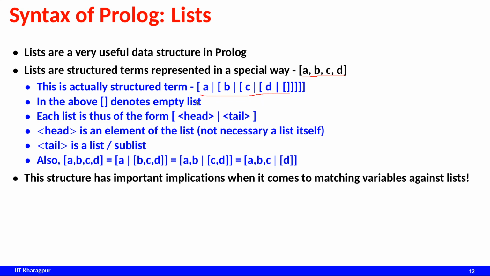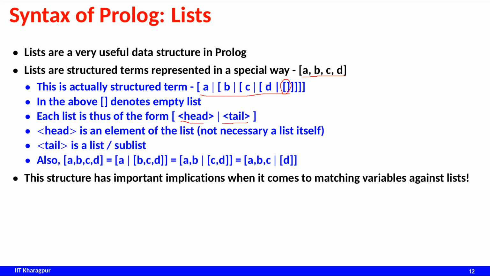So what does it mean? First of all, when I specify something within the square brackets, it denotes a list, and in this case this list is an empty list because there are no elements. And in each list we can represent the list in this form. It has a head and it has a tail. So the list consists of head and tail.